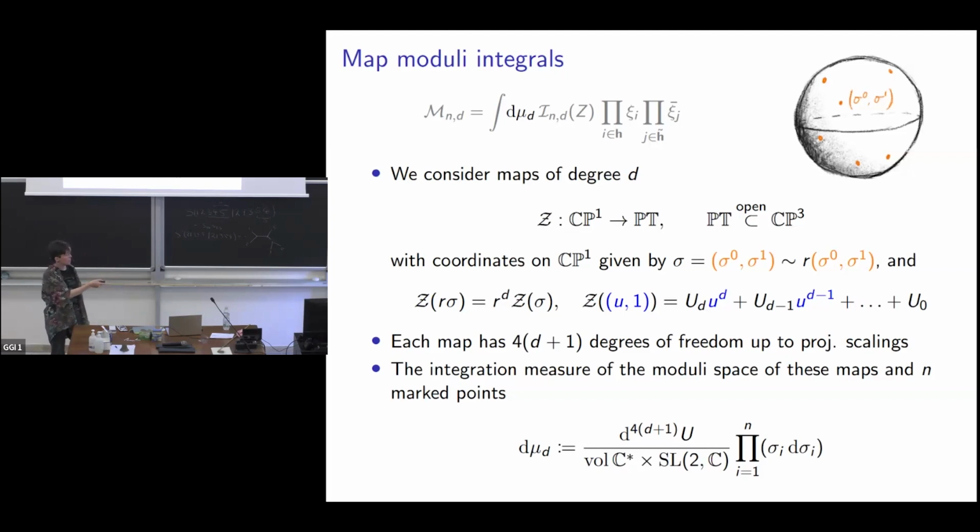And since this lives in CP3, this polynomial has 4 times D plus 1 degrees of freedom up to the projective scaling on CP3. And then additionally, we integrate over these moduli of the maps, and we also integrate over the locations of n punctures corresponding to the external particles on this Riemann sphere. And we're left with this kind of object. So we're modding out by all of the redundancies here and integrating over the moduli space of maps.